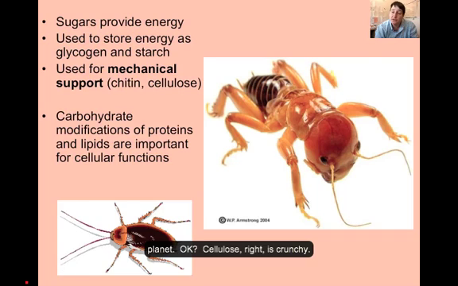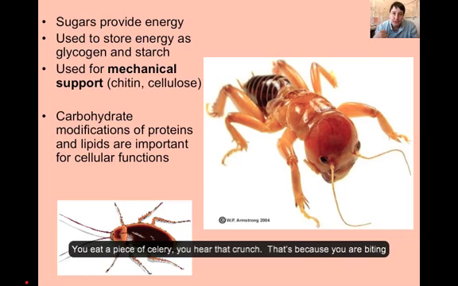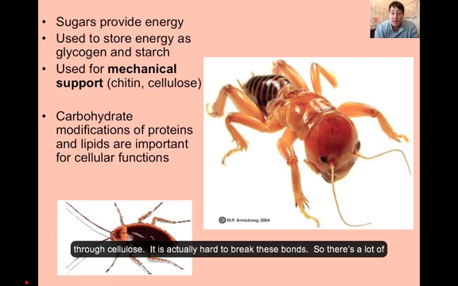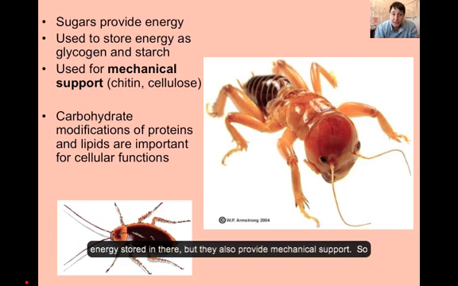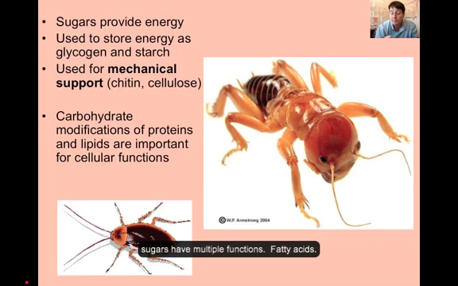Cellulose is crunchy, right? You eat a piece of celery, you hear that crunch. That's because you're biting through cellulose. It's actually hard to break these bonds. So there's a lot of energy stored in there, but they also provide mechanical support. So sugars have multiple functions.